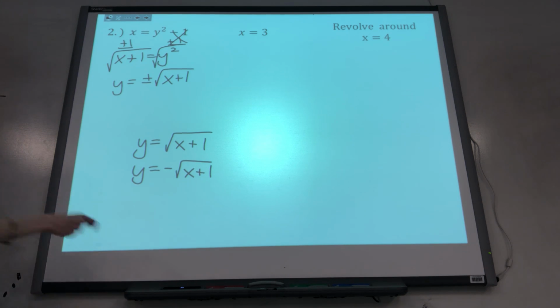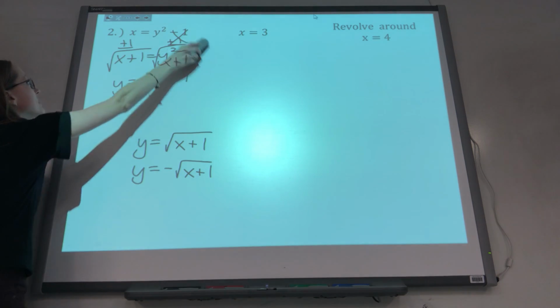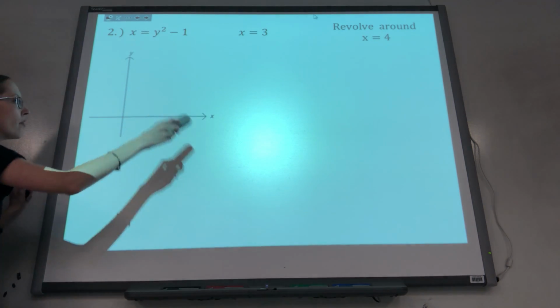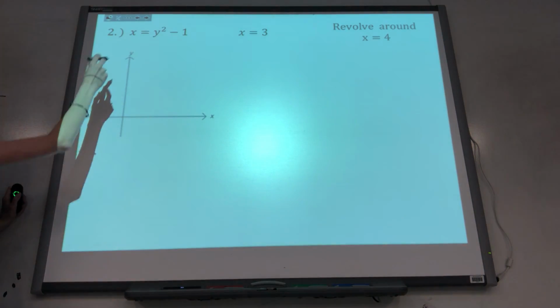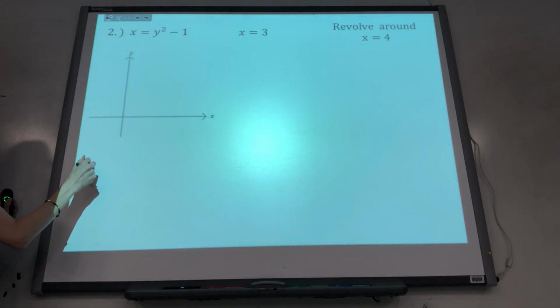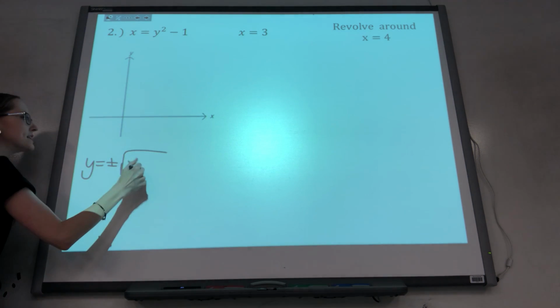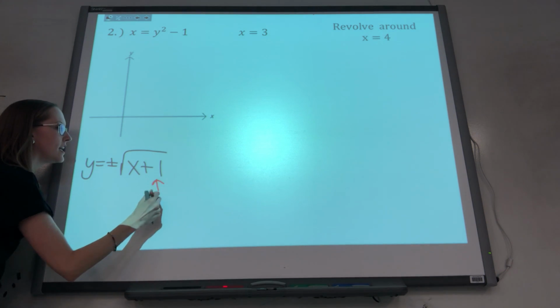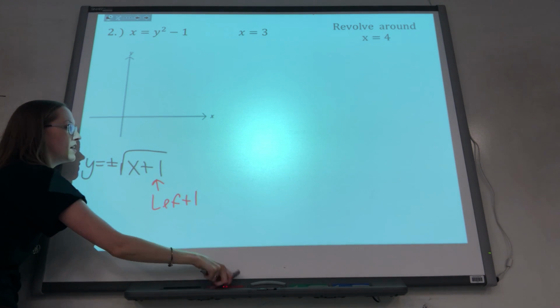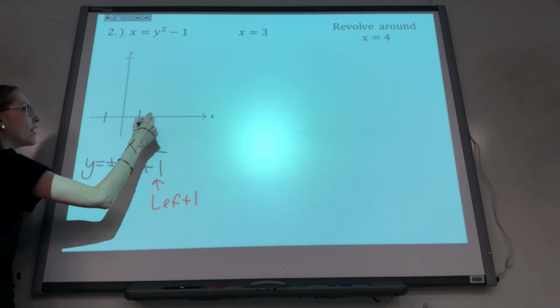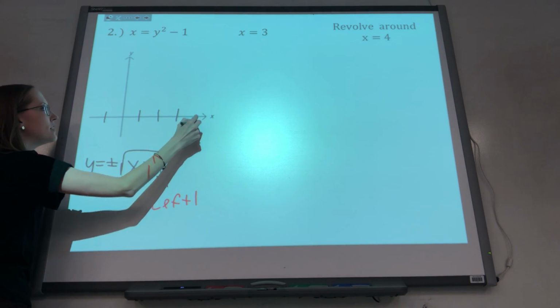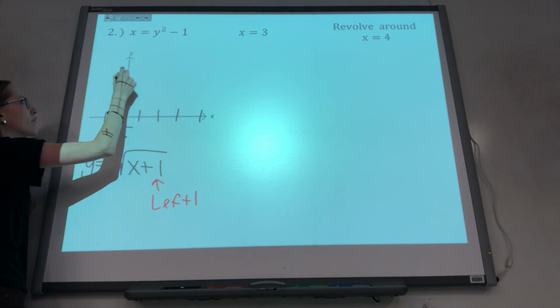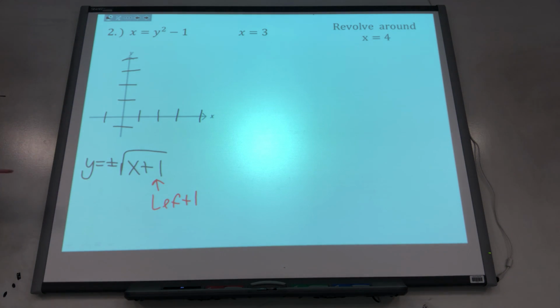Now, really, I'm going to erase this real quick so I can put my coordinate plane up here. This is really just the square root. I'm going to put it maybe down here. It's a square root function shifted left 1. So I don't think this would be too hard to graph just knowing that.